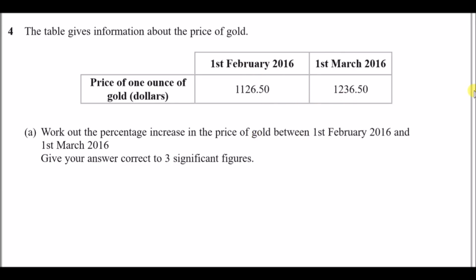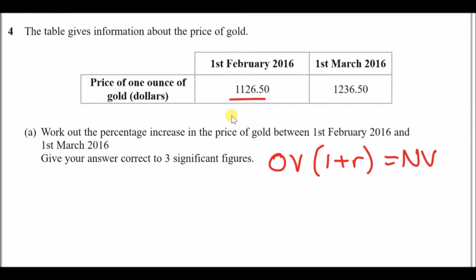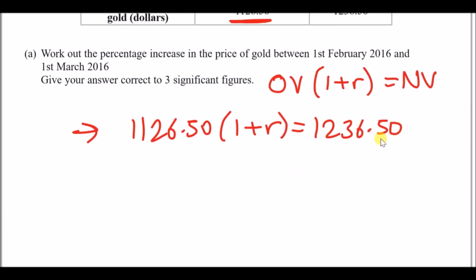Now for these kind of questions, there's a really nice formula you can use. We can always use that the original value times some multiplier, let's say 1 plus a rate, will always give us a new value. So this is the old value times a multiplier. The R here, in this case, a percentage increase, would be the R, and that'll give us a new value. Now all you have to do is replace this with what you know. So we know that the old value was 1126.50. So 1126.50 times the multiplier must give us a new value of 1236.50.